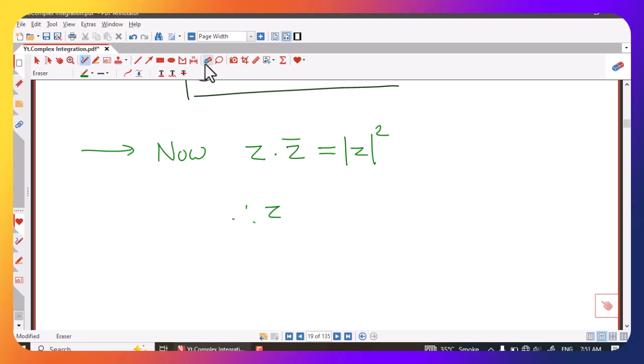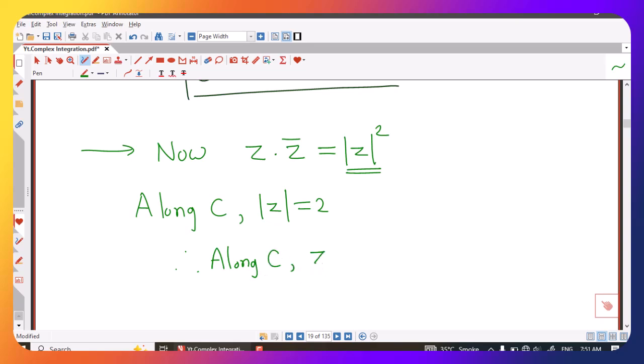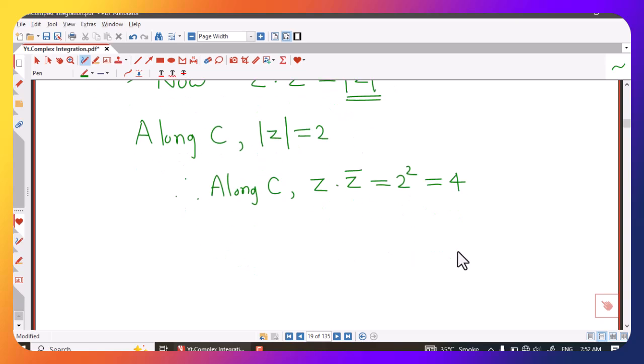Now along this contour, along the contour C, our contour is mod z equal to 2. So along this contour, the absolute value of z is 2, so we can substitute that here. Therefore, along contour C, z into z bar is equal to the square of 2, that is 4. So z bar equals 4 divided by z along the given contour C, which is mod z equal to 2.